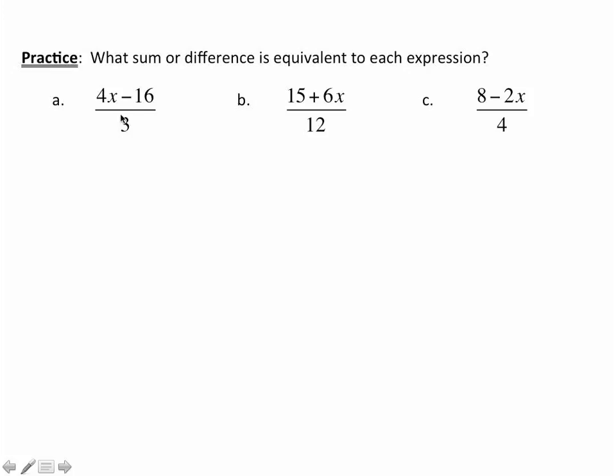So remember, dividing by 3 is the same as multiplying by 1/3. So 1/3 times 4x minus 16. Well, then if I just give away the 1/3, I'd wind up with 4/3 x minus 16/3.